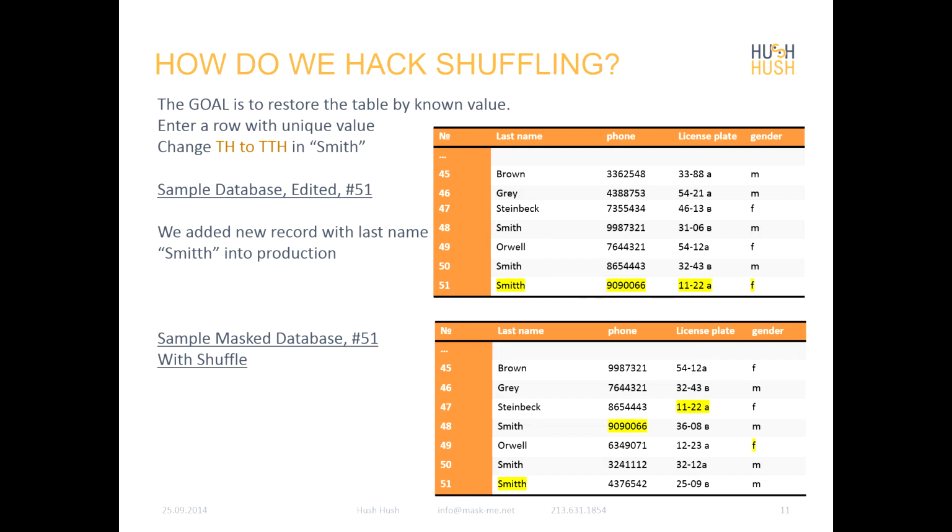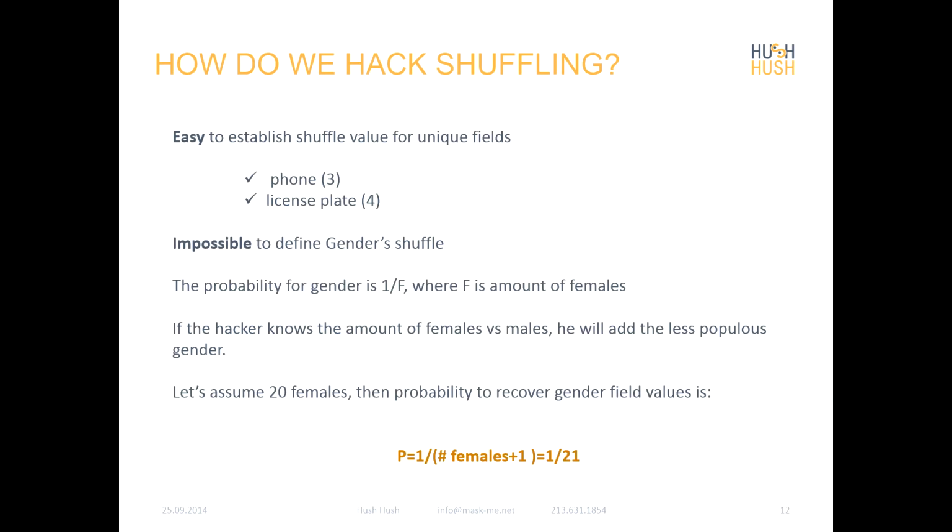According to Table 4, the shuffle for unique data, the phone number and the car, is now easily defined. In the case of the gender, it would still be impossible. The probability of a correct correspondence between name and gender depends on how many women there are in the table, an original set for women. Since we are interested only in the correct sequence of the gender column, then the probability of being a woman is p equals 1 over the number of women.